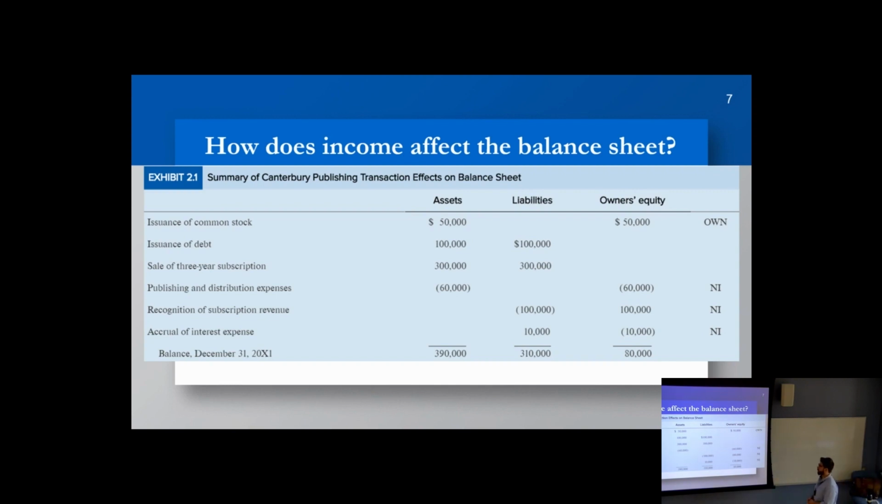And lastly, there's the accrual of interest, which is going to be a reduction from owner's equity and an increase in the interest expense.